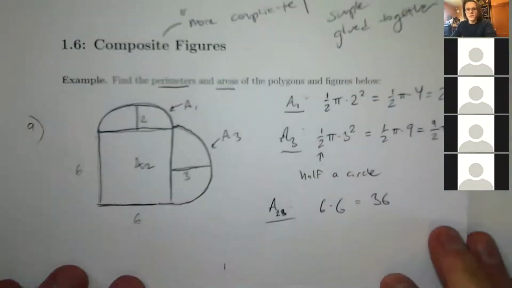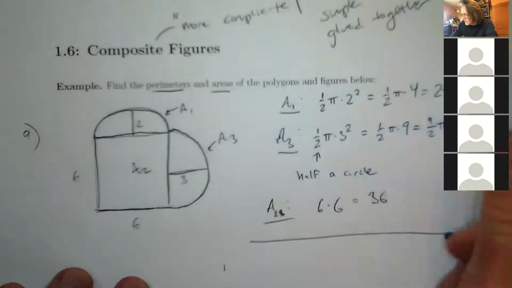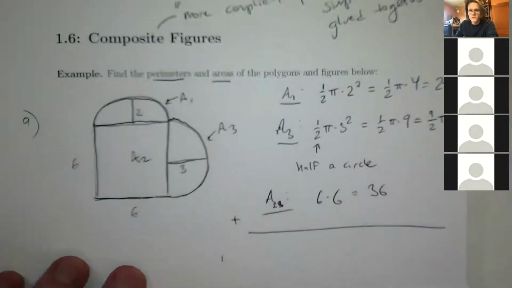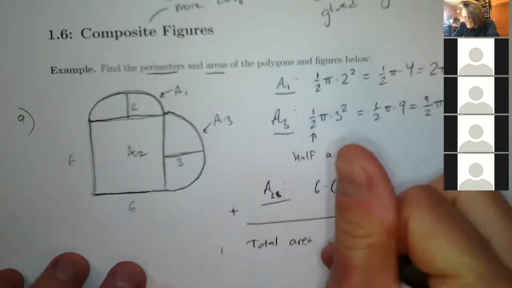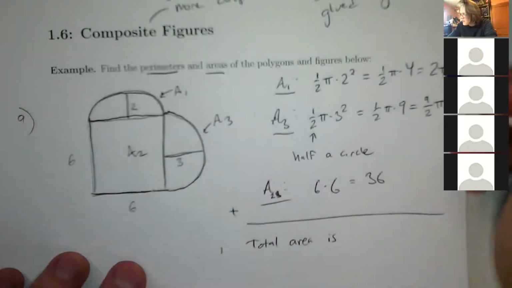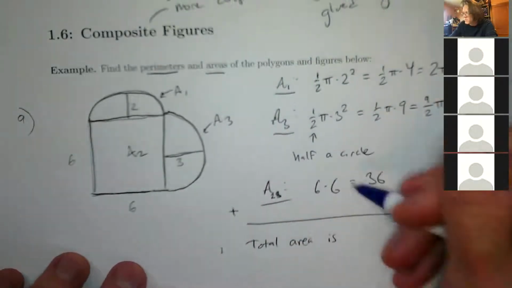And then to get the total area, you just add those all up. So the total area is 2 pi plus 9/2 pi plus 36.